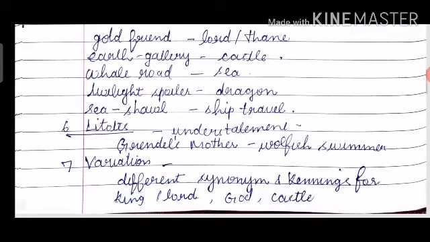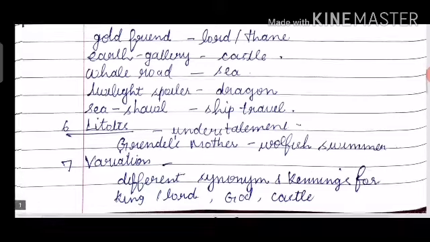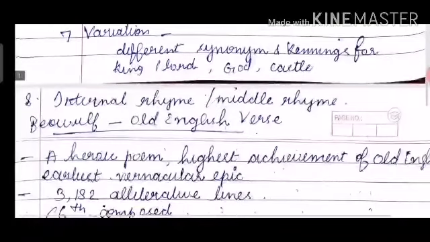There was prominent usage of litotes. Litotes is a figure of speech which means understatement. For example, Grendel's mother, the monster, was referred to as wolfish swimmer. There was also variation in the usage of words. Different synonyms and kennings were used. Internal rhyme or middle rhyme was in use.